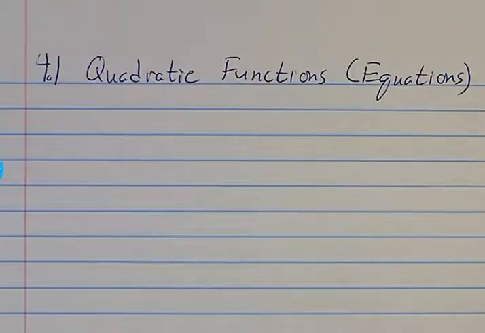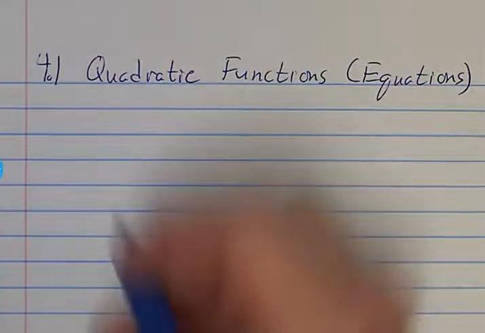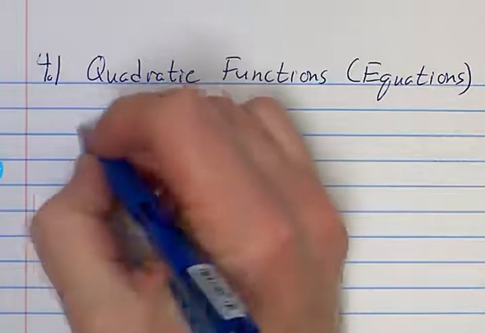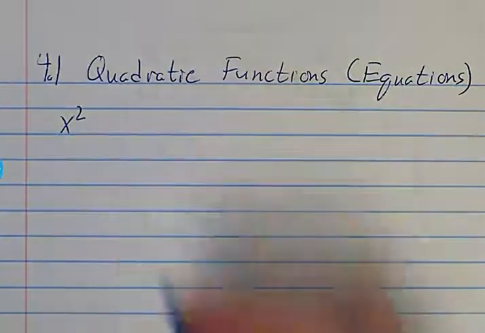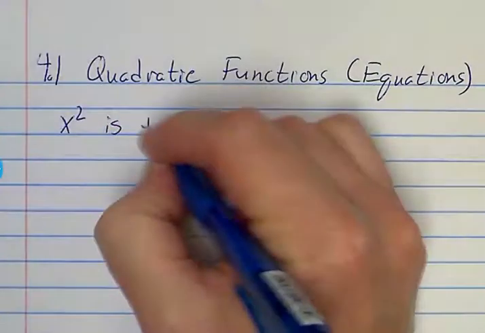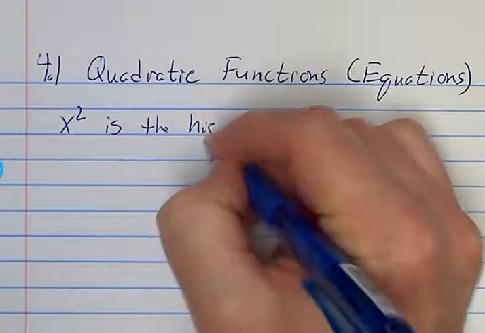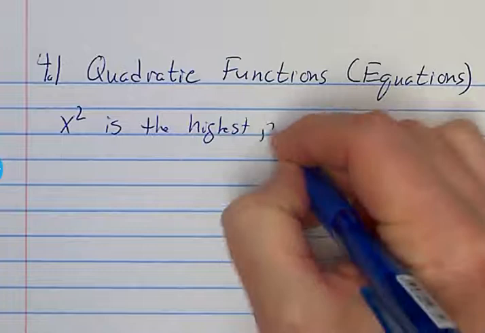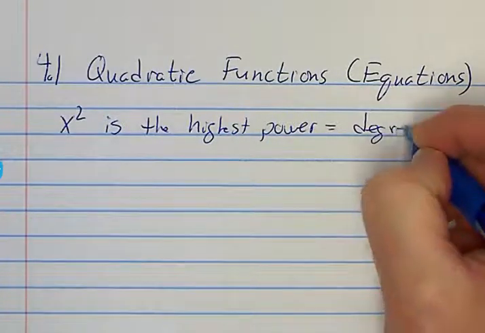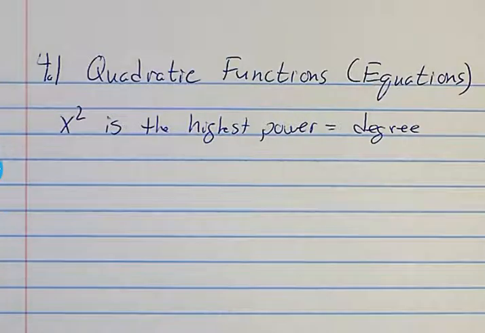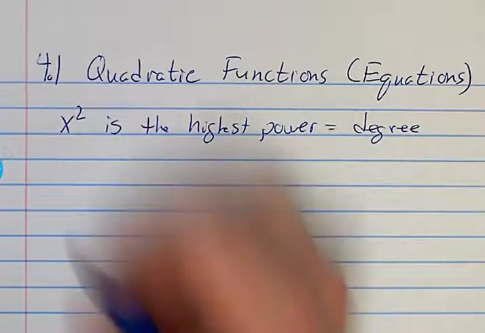Okay, so what we're looking at is quadratic equations or quadratic functions, and they're basically the same thing. The biggest thing with this one is that you're going to see x squared in there somewhere. So x squared is the highest power. And when they talk about the highest power, we're kind of previewing something that's going to come a little bit later. That's the degree. So highest power, degree, basically the same thing.